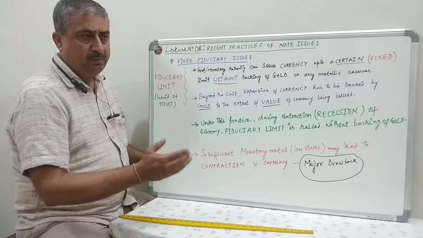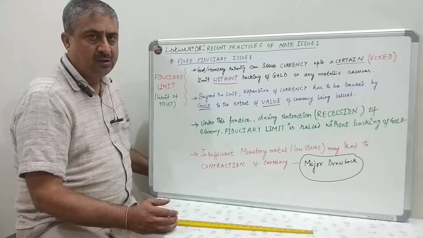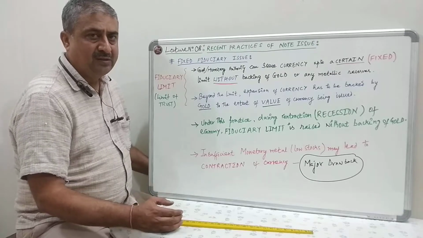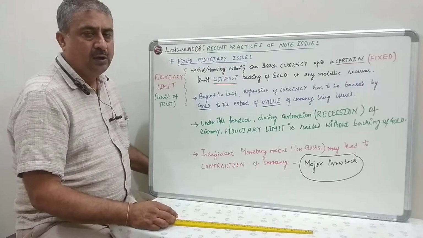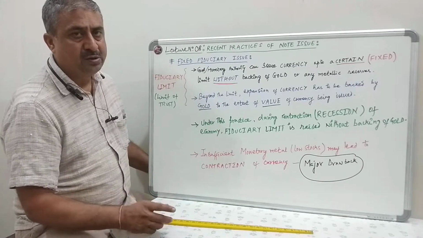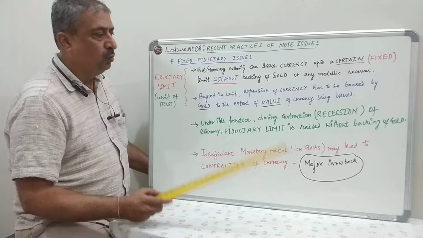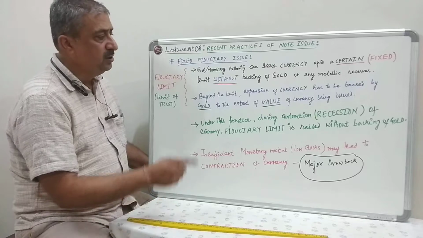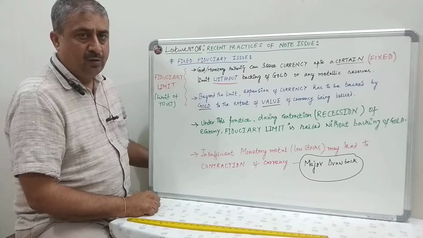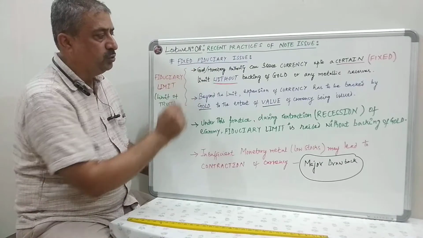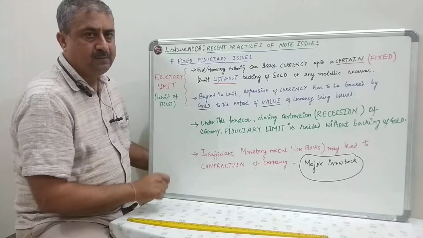So banking principle and currency principle are somewhat rigid in nature. Apart from that, some governments try to form a midway between these two principles according to the circumstances or changing times of economy. Now, what is that principle? Fixed fiduciary issue. The word important here is fiduciary. What is fiduciary? Fiduciary means trust.